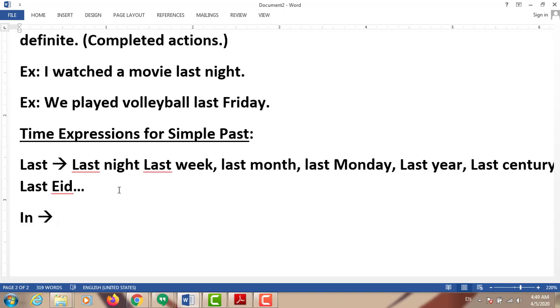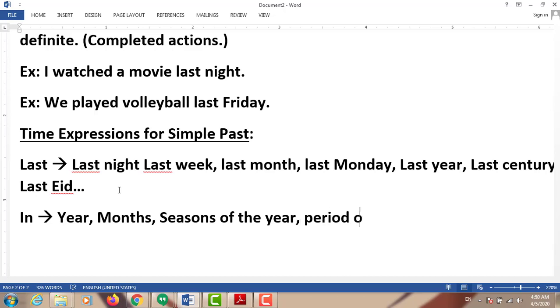This preposition, see, this is now a preposition. As I told you, prepositions are also used for time. This preposition is used for years, usually, and then for months of the year. And then you can use it for seasons of the year or for periods of the day. I will tell you about periods of the day.